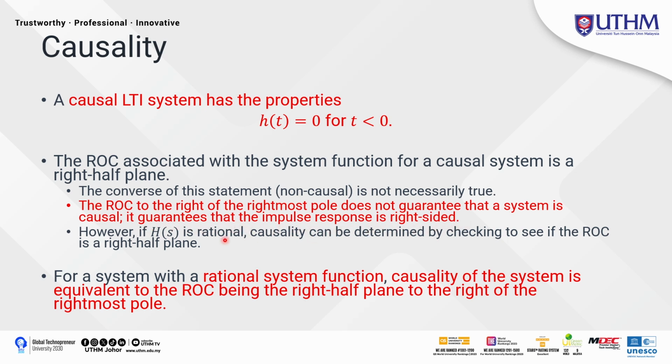However, if H(s) is rational, causality can be determined by checking whether the ROC is a right half plane. Therefore, for a system with a rational system function, causality of the system is equivalent to the ROC being the right half plane, to the right of the rightmost pole.